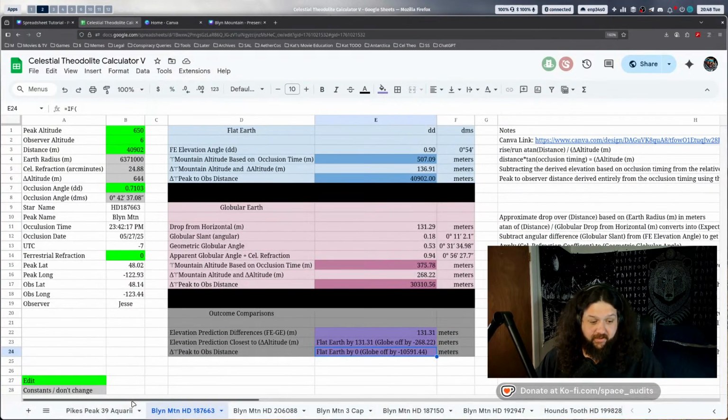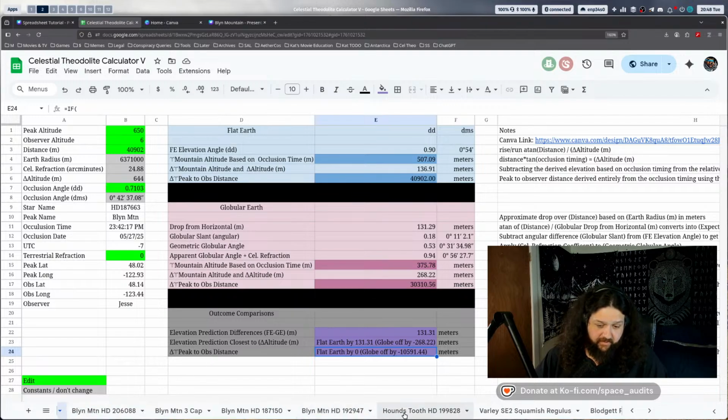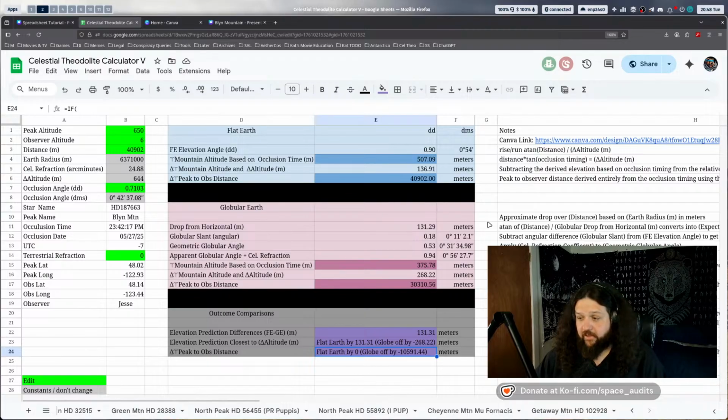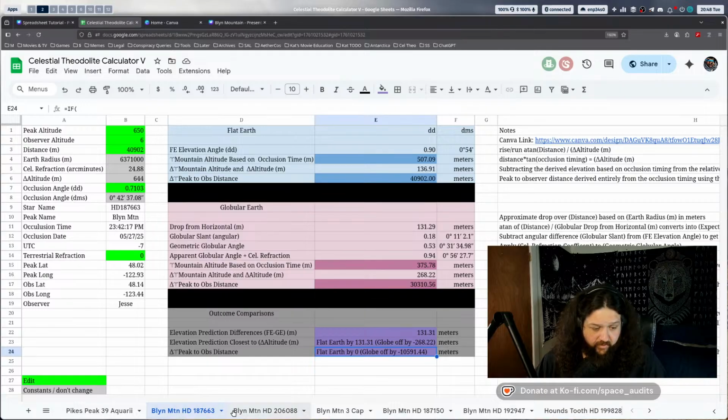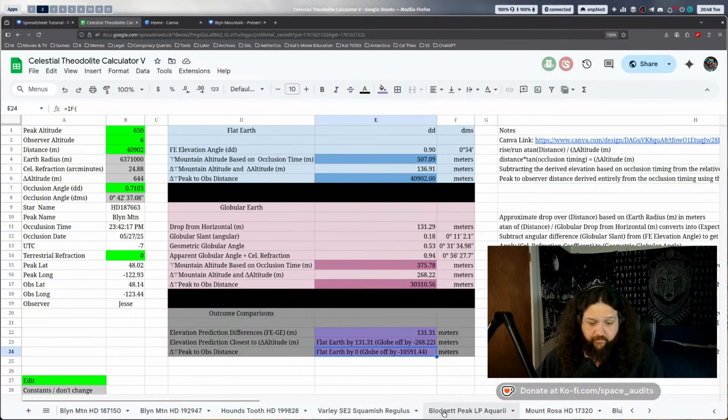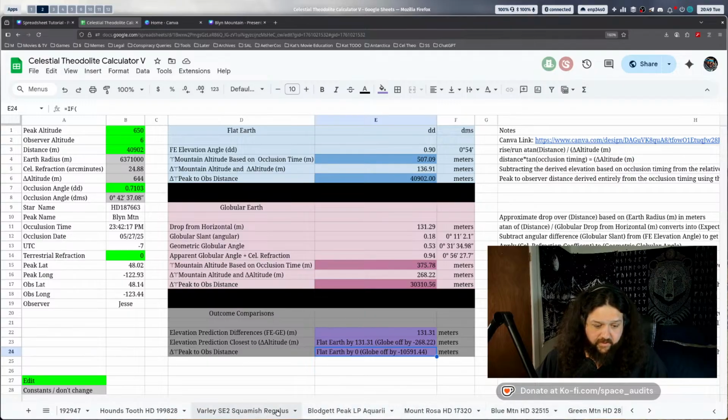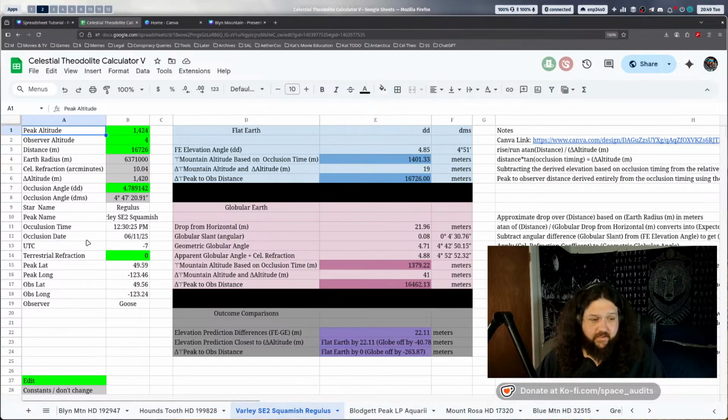So Mike did a ton of peaks. Pikes Peak, Blodgett, Mount Rosa, Blue Mountain, Green Mountain, North Peak, Cheyenne are all Mike's, and he's got a ton of stars with him as well. And then Jesse contributed a few at the same peak, different distances, and Kat and I did two peaks, two different distances, and Goose did one from Mount, what is this? This one right here, Varley SE2. He did this one from the.